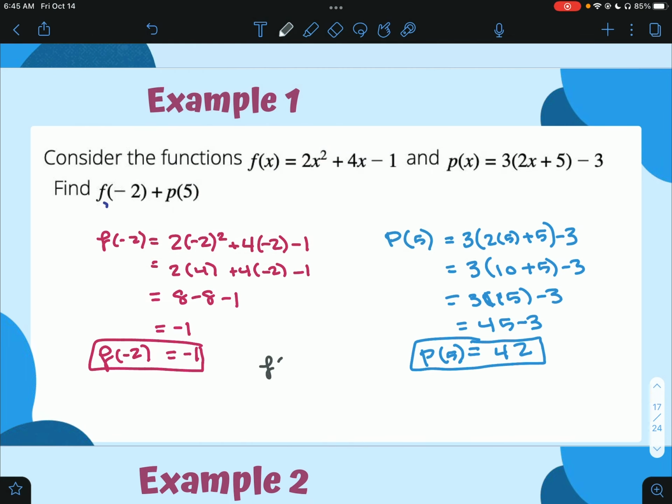So now, we're just going to add them together. F of negative 2 plus P of 5. We know that F of negative 2 equals negative 1. And P of 5 equals 42. So we get 41.